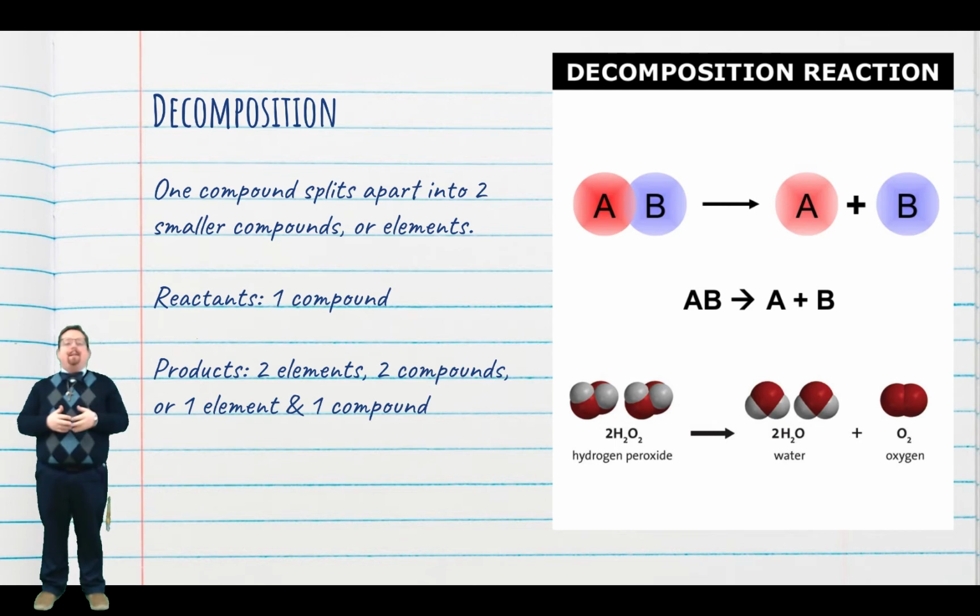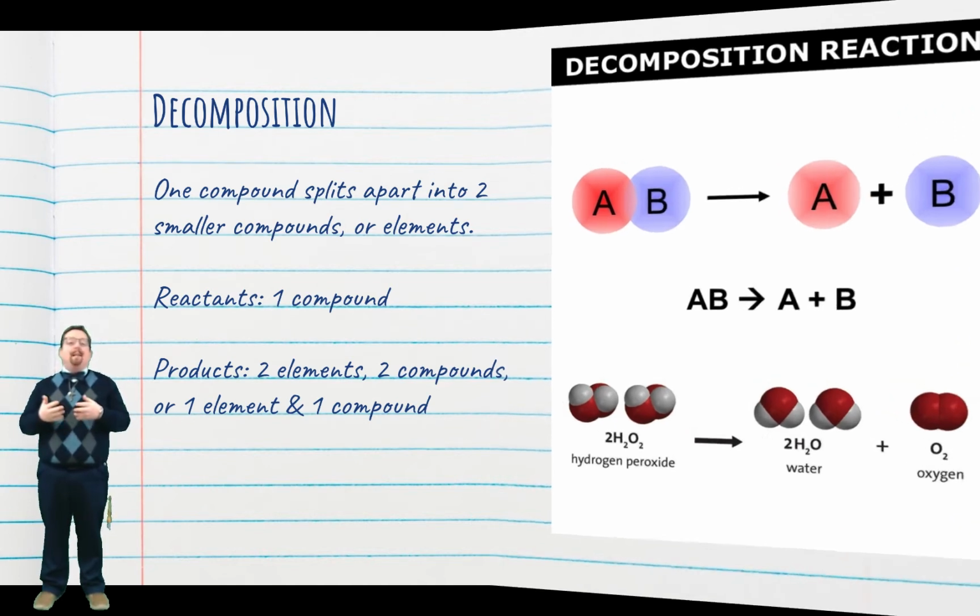Our example here is the decomposition of hydrogen peroxide. The hydrogen peroxide breaks down into water and oxygen gas. You can remember this one by thinking of decomposition like decomposing food, as being the process of breaking something down.